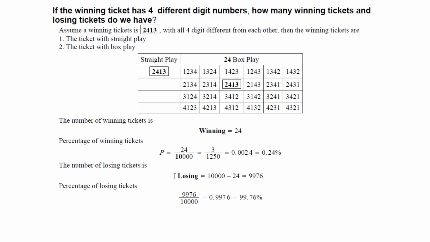And for the losing tickets, we have 10,000 minus 24, which is 9,976, and we divide these losing tickets over 10,000 and we get around 99.76% for the losing tickets.